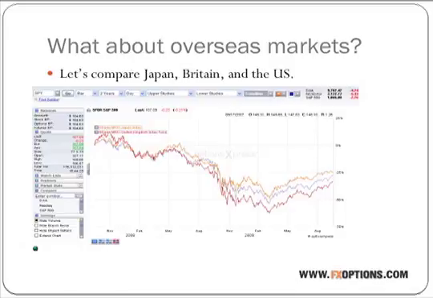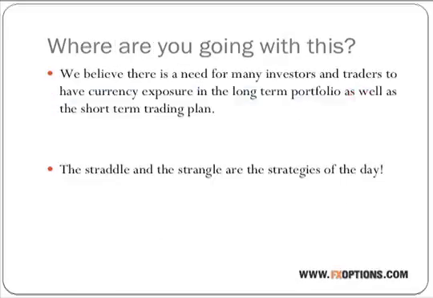Let's compare Japan, Britain, and the U.S. This is the Japan Stock Index, an ETF of the Japan Stock Index, the U.K., as well as the S&P 500. You can see there it also moves in the same direction. But now, where do currencies fall into the role? We believe for many investors, currency exposure in the long-term portfolio is something that can be of benefit.